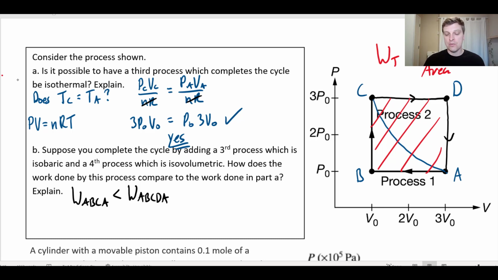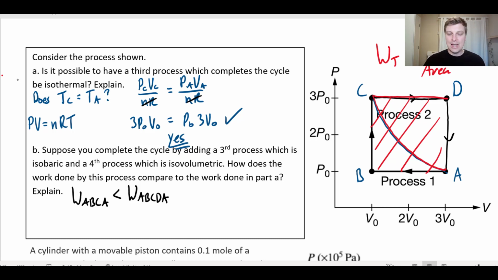It's just a question: do I go from C to A, or from C over to D and back to A? Well, if I follow C to A, the gas is going to do work for me as it expands. But if I follow the process from C to D, again, it's going to do work for me as it expands, but notice that the pressure is staying constant.